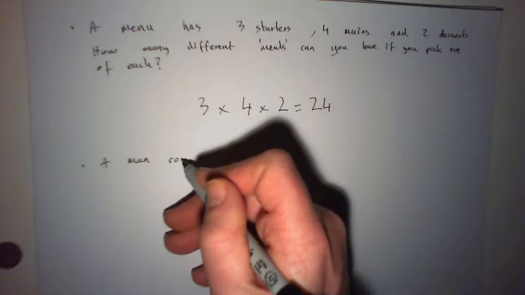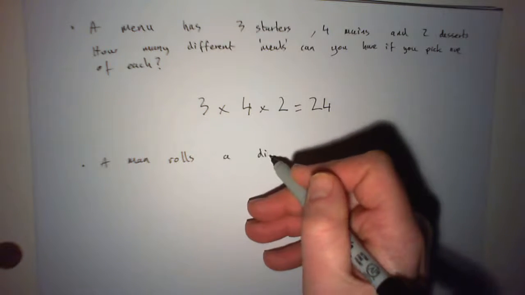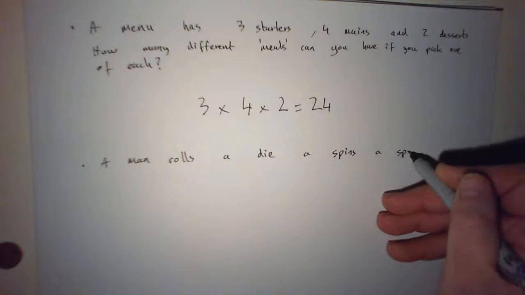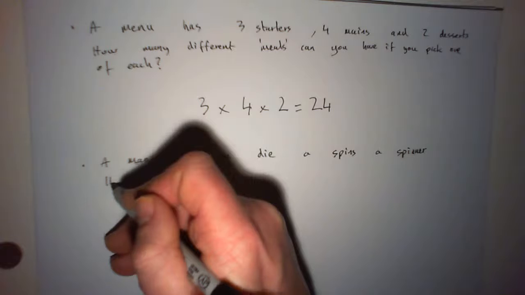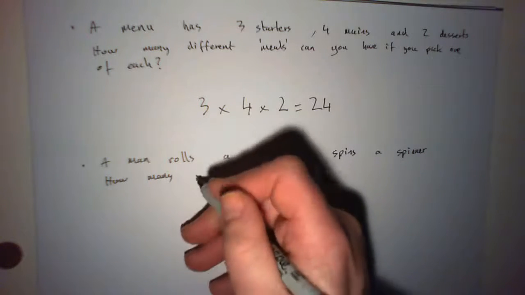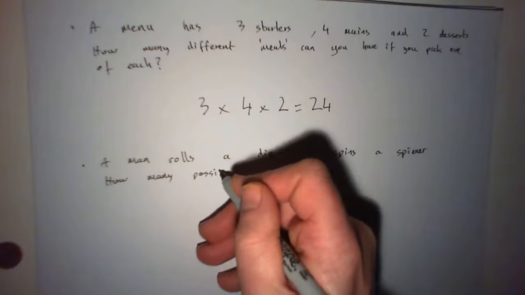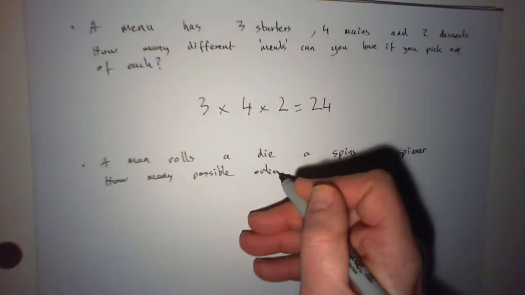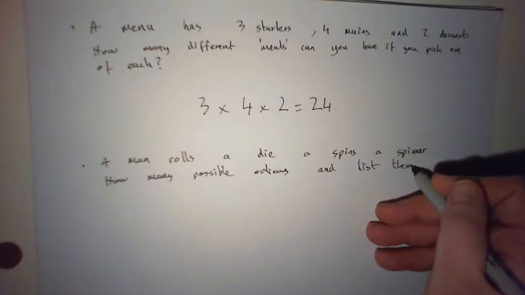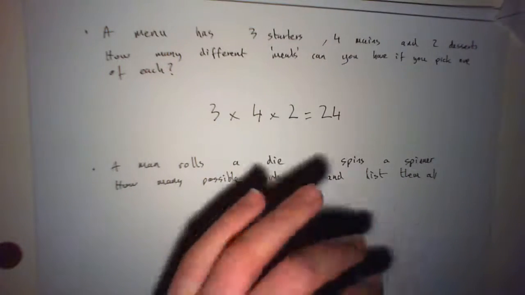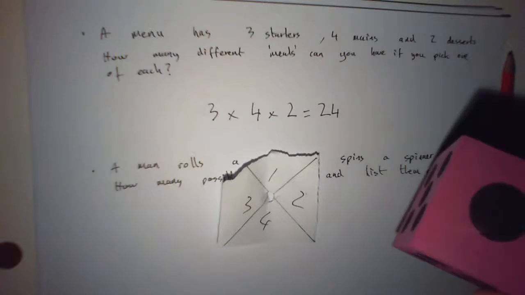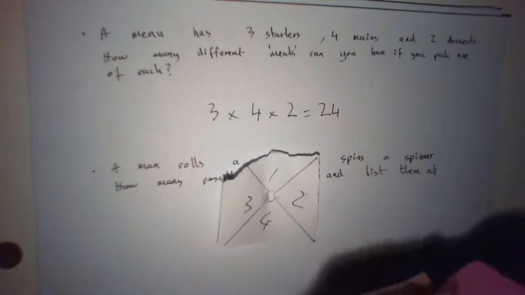A man rolls a die and spins a spinner. How many possible outcomes are there, and list them all? So here's my spinner. As you can see, there's 4 sides to it: 1, 2, 3, 4. Here's my die. As you can see, there's 6 possibilities on the die.